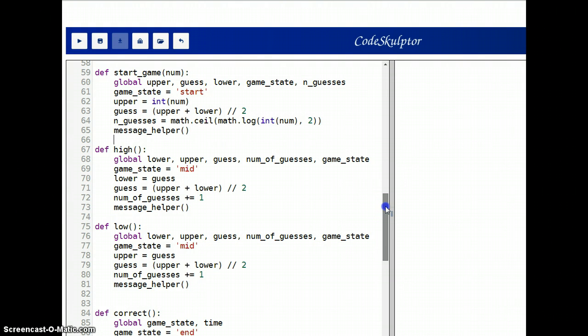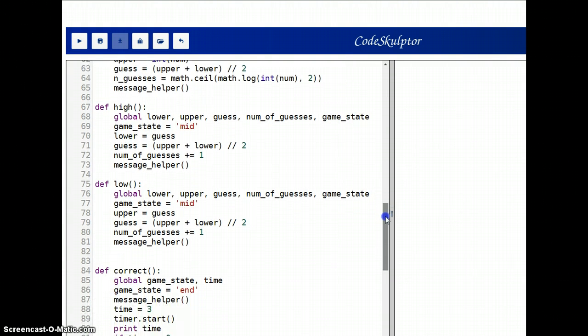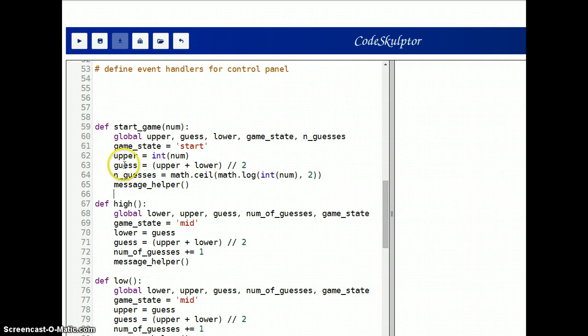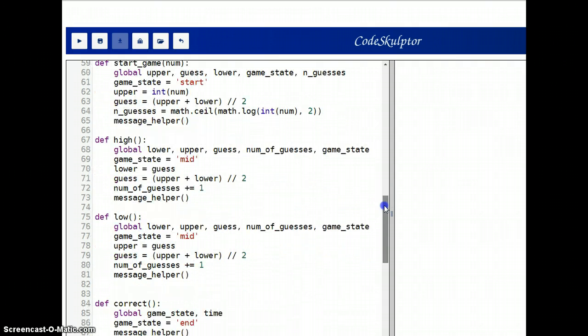Alright, now let's look at the actual algorithm for the binary search. So like I said, what we do is we find the midpoint. When we start our game here, we find our initial midpoint by taking our upper and lower bounds and dividing that by 2. And then we're going to check to see if that number is higher or lower, and I have these buttons, a high button and a low button, and you push the higher button if the number is higher, and you push the lower button if it's lower.